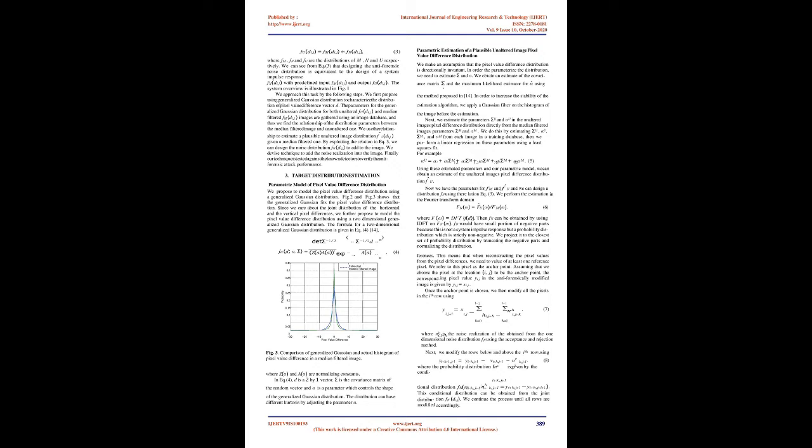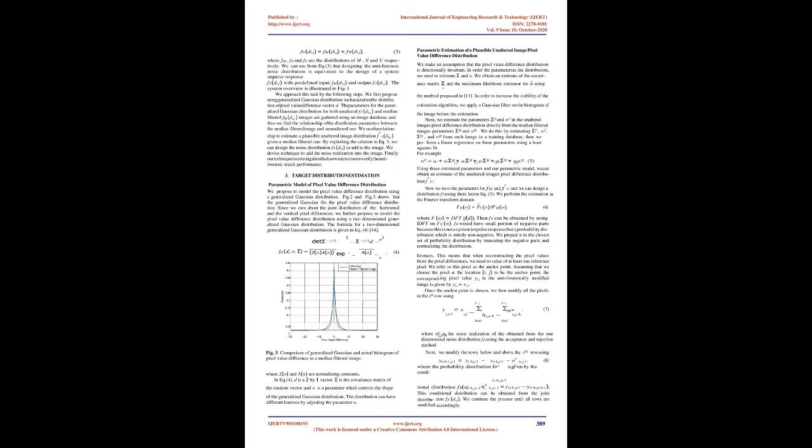Images are gathered using an image database, and thus we find the relationship of distribution parameters between the median filtered image and an unaltered one. We use the relationship to estimate a plausible unaltered image distribution f_u(d_j), given a median filtered one. By exploiting the relation in EQ3, we can design the noise distribution f_n(d_j) to add to the image. We devise a technique to add the noise realization into the image. Finally, our technique is tested against the known detectors over a 50 anti-forensic attack performance.